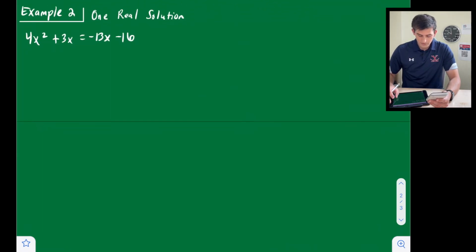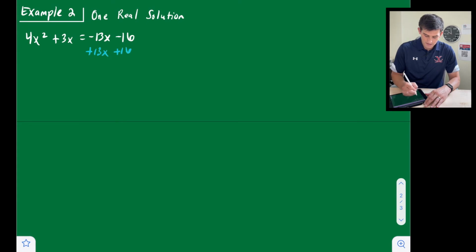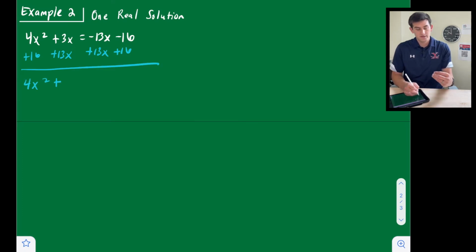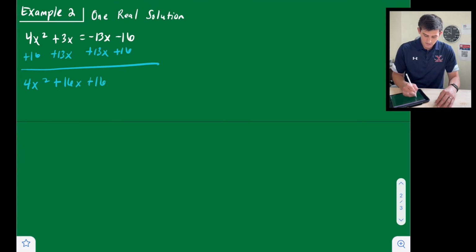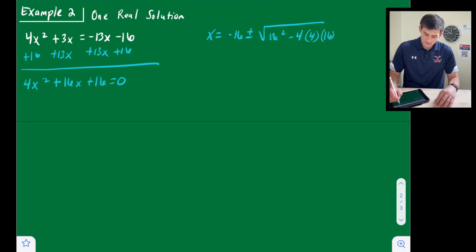All right, for example 2, now we're going to have 1 real solution. So once again, we want to make sure our equation is equal to 0. So let's add 13x and add 16 to both sides. Okay, so now we have 4x squared plus 3x and 13x would be 16x, plus 16 is equal to 0. And now we're ready. We can say x equals opposite of b, so negative 16, plus or minus the square root of b squared minus 4 times a times c, all divided by 2a.